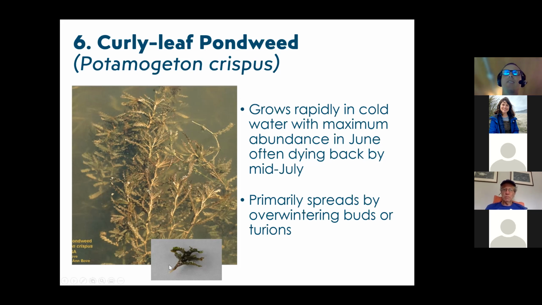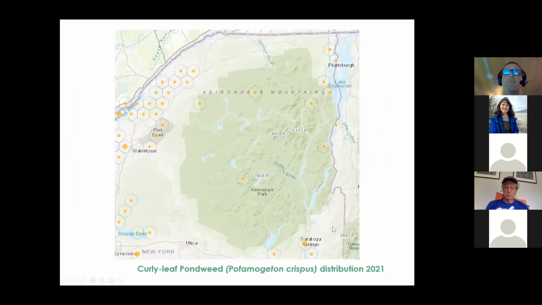It has these overwintering buds, or turions, that will settle in the substrate, and it will overwinter. Then starting in December, it will start to grow up as a submergent plant from the lake bottom, be underneath the ice, and as soon as ice-off comes, it just really explodes and takes off early. Here's some of the distribution of curly leaf pondweed throughout our region.